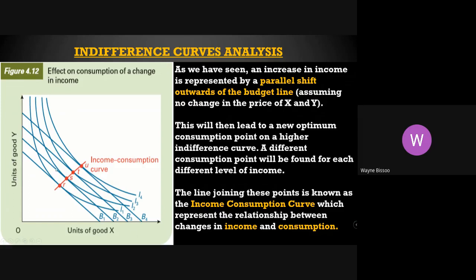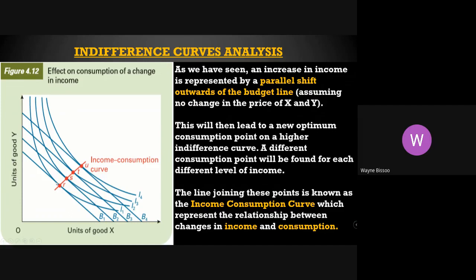It's shifting outwards. Notice the shifts are parallel, meaning that prices have remained constant, and it allows us to move from one indifference curve to another. So we are able now to arrive at higher and higher levels of satisfaction because our incomes have risen. We're buying more of everything. When we connect these points, R, S, T, and U, together, it's called an income consumption curve.